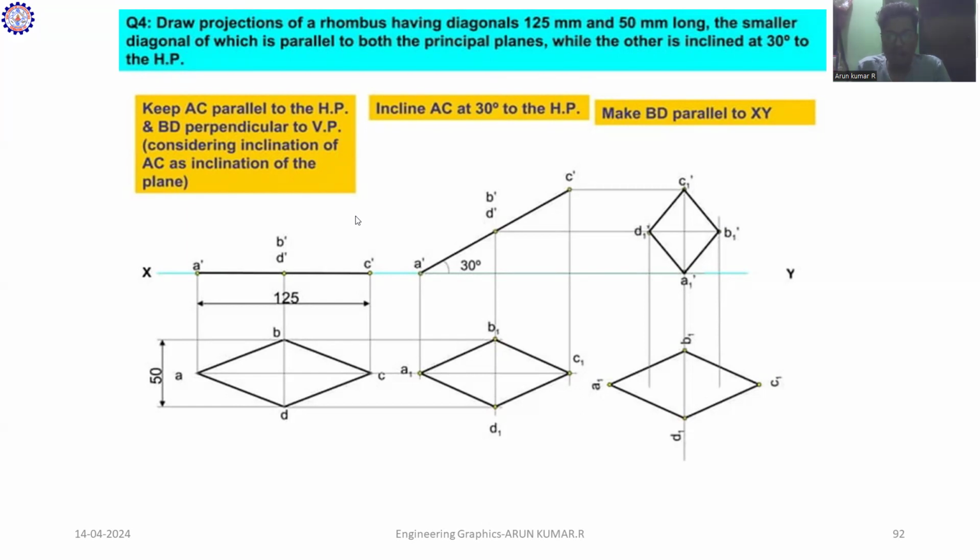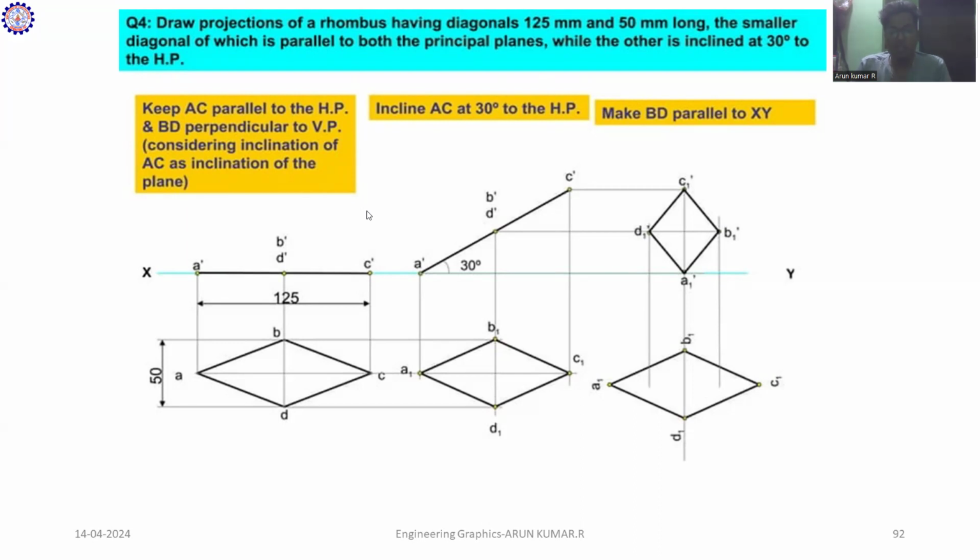So what is the longest diagonal? 125 mm. What is the shortest diagonal? It is 50 mm. After constructing the rhombus according to the diagonals, you have to consider the smaller diagonal, which is parallel to both principal planes. So the 50 mm diagonal is parallel to both principal planes, while the other is inclined 30 degrees to the HP.